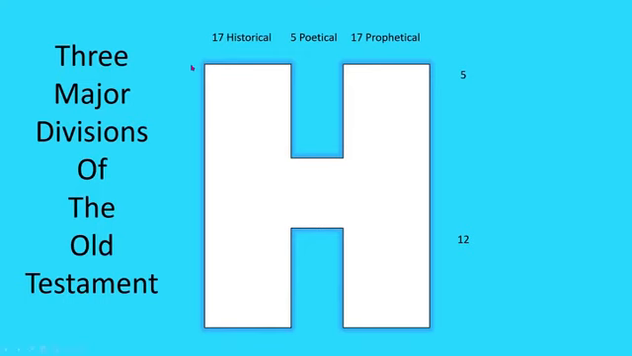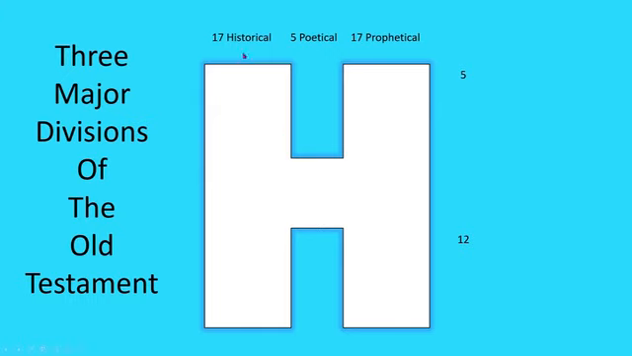Now here we have the 3 major divisions of the Old Testament. We have 17 historical books, 17 prophetical books, and 5 poetry books sandwiched in the middle to form the letter H. Now, we have 5 books of the Old Testament.